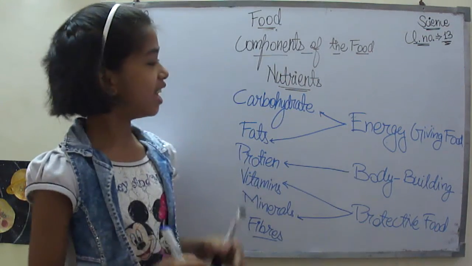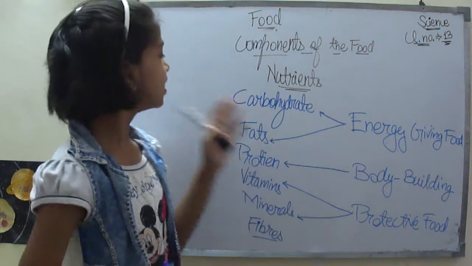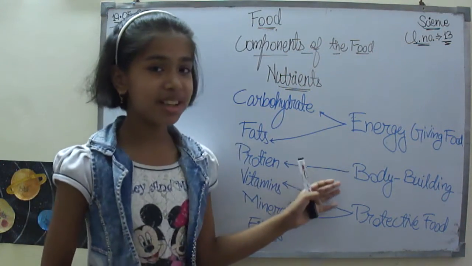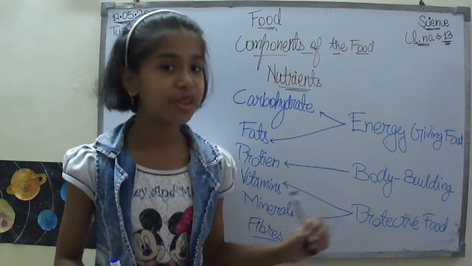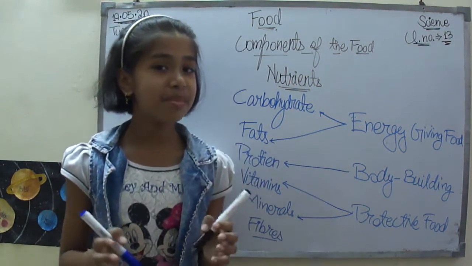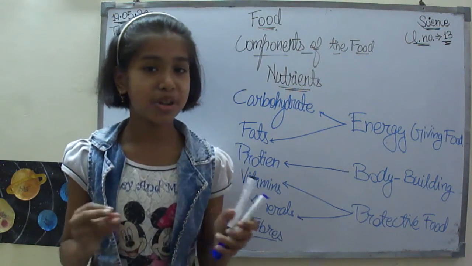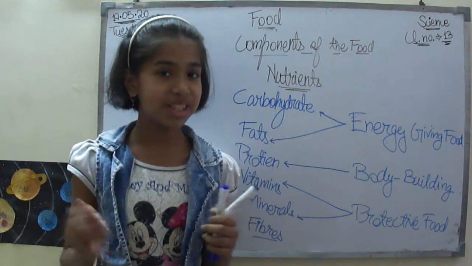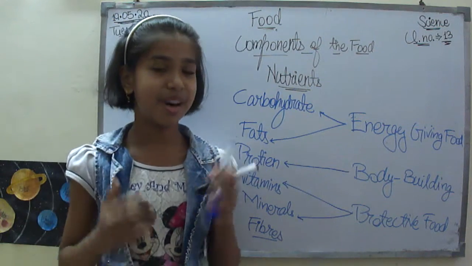Simple. Let me recall this. Energy giving food includes the carbohydrate and the fat. The bodybuilding food includes the protein. Then the protective food includes the vitamins and the minerals. So let's talk about this lightly, and then we are going to dig deeper into all of these one by one.